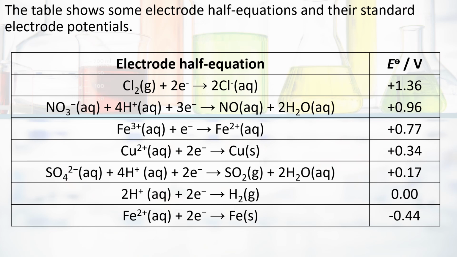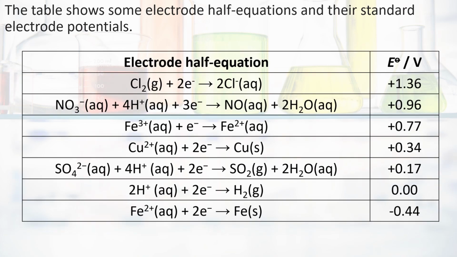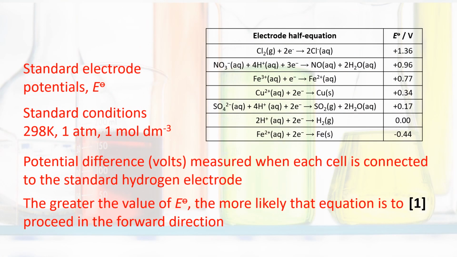Next, we are given a table showing the standard electrode potentials of a selection of half equations. Standard electrode potentials are measured under standard conditions, 298 Kelvin, 1 atmosphere, and solutions must be 1 mole per decimeter cubed. These are the values of potential differences in volts that will be measured if each cell were connected to the standard hydrogen electrode under standard conditions. The greater the value of standard electrode potential, the more likely that equation is to proceed in the forward direction.